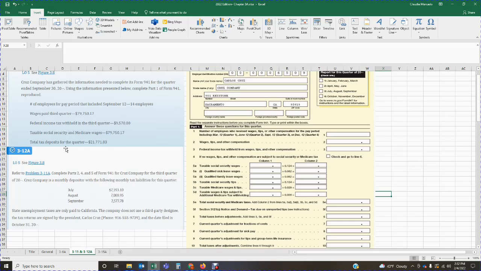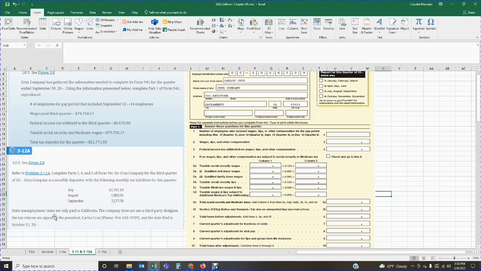Now, 312 says, using the same information, we have to complete parts 2, 4, and 5 of the Form 941 for Cruz Company for the third quarter. Cruz is a monthly depositor with the following monthly tax liabilities for the quarter. In July, we had tax liability of $7,193.10. In August, $7,000.95, and in September, $7,577.78.